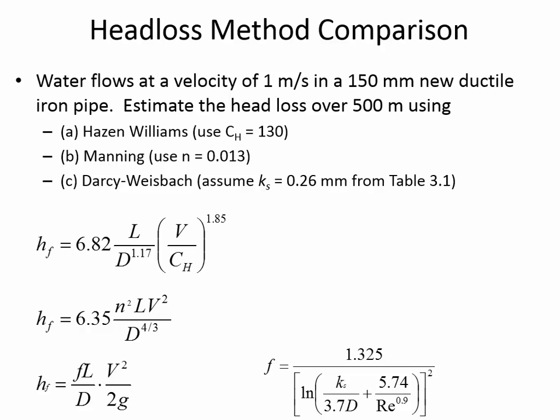Okay, so let's substitute the numbers into the equation. 6.82 times the length, which is 500 meters, divided by the diameter, 0.15 meters, to the 1.17 power. And then our velocity was 1 meter per second, and our C value of 130, all of that to the 1.85 power. Put that in your calculator and see what you get as the head loss here. It is for 500 meters of pipe length.